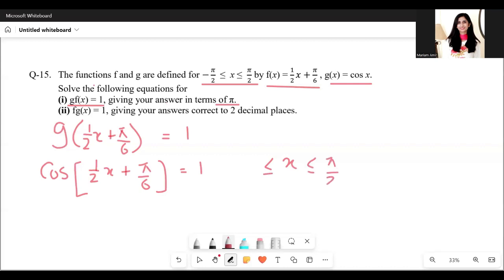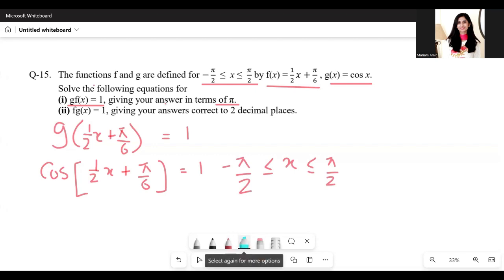And the domain is given in the question already. Also, we know that the domain of gf is equal to the domain of f. So this is already the domain of f and g both. So gf's domain is going to be the same as f's domain, which is this.